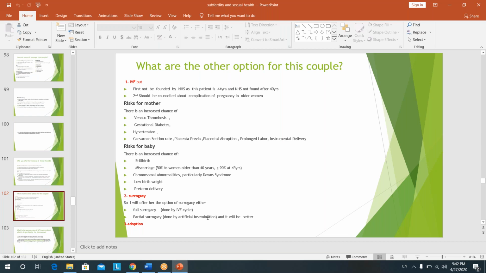But the baby will not be genetically linked to the patient. I have to counsel her that the baby will not be genetically linked to her. The last option for this patient is adoption.